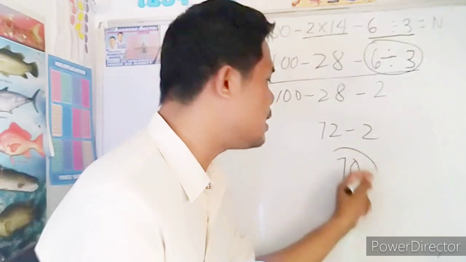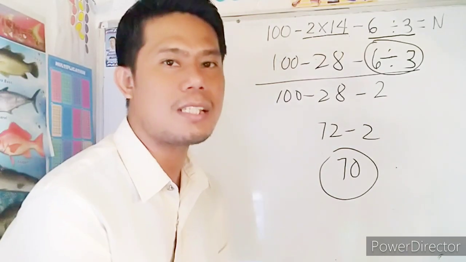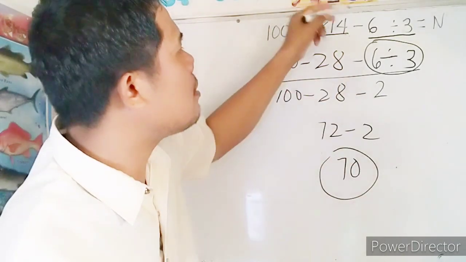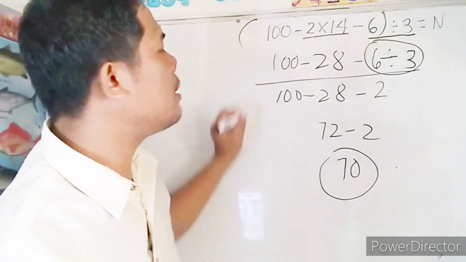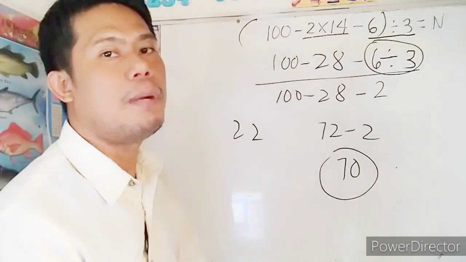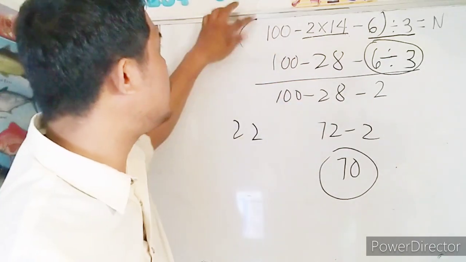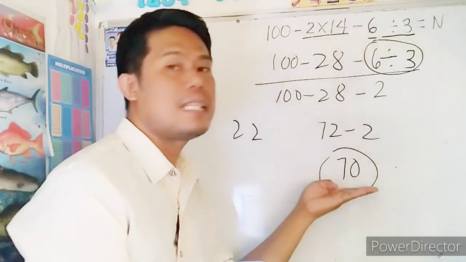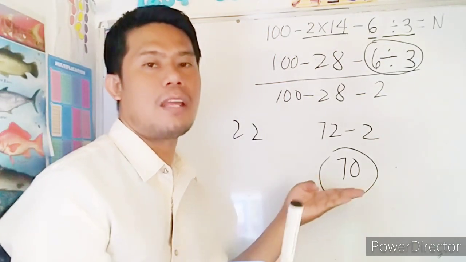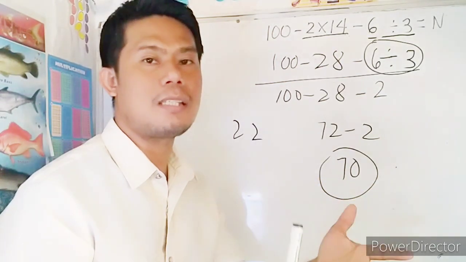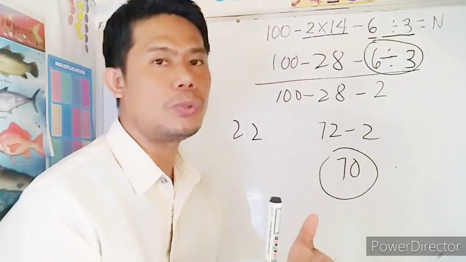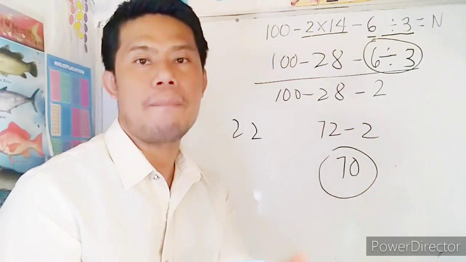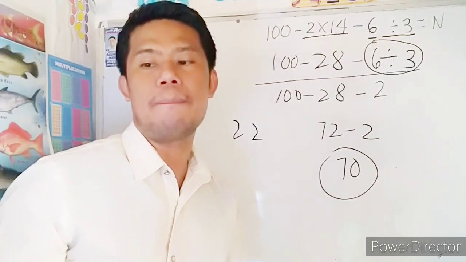So now class, did you see the difference? If we are going to have a parenthesis here, our answer is only 22. But if we are going to delete or omit this parenthesis, our answer is 70. So that is the difference between using the parenthesis and applying the PMDAS rule, and without the parenthesis following the PMDAS rule. So let's have another example here.